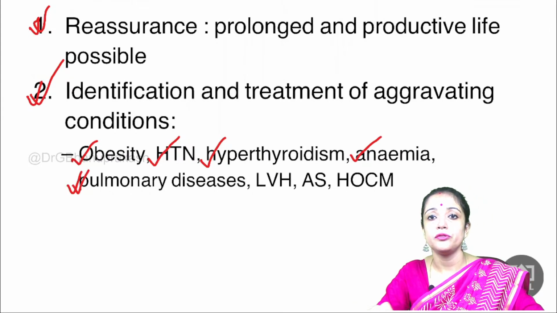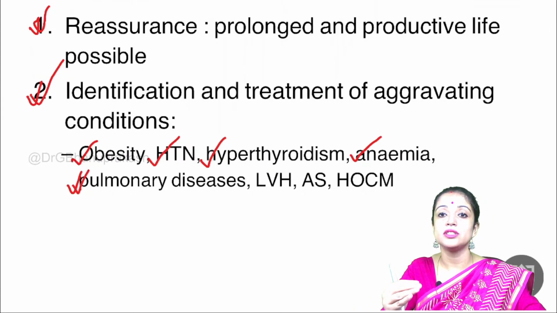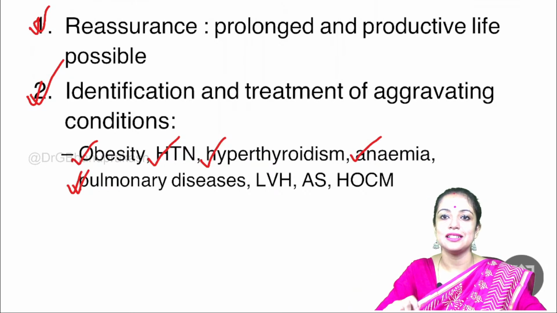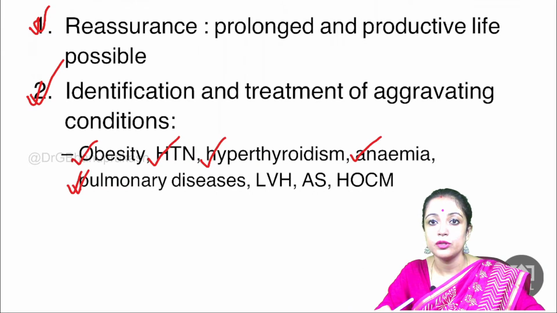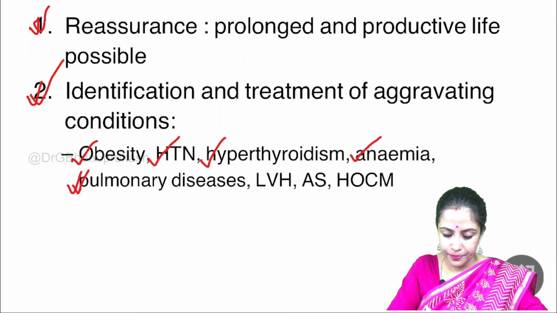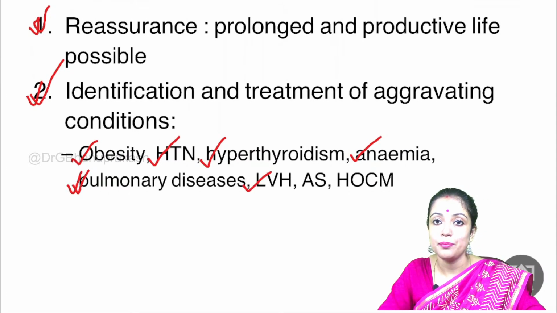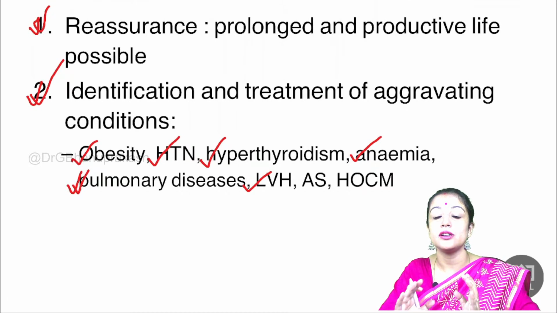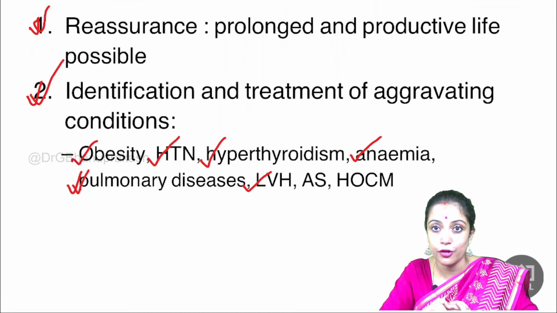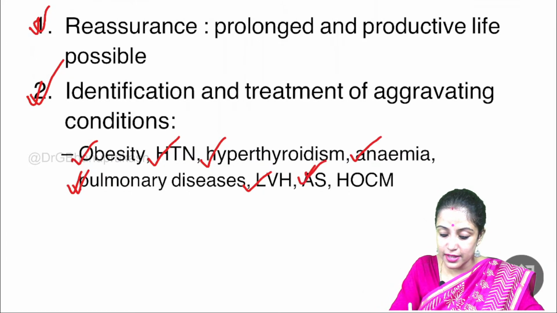Pulmonary diseases, because of various pulmonary diseases, there will be less oxygenation of blood. Because of less oxygenation of the blood, again the oxygen supply to the myocardium will be compromised, which will aggravate the stable angina. Left ventricular hypertrophy, again, has increased demand for oxygen and blood supply. Again, aortic stenosis can aggravate it. Again, it is an important aggravating factor for ischemic heart disease.